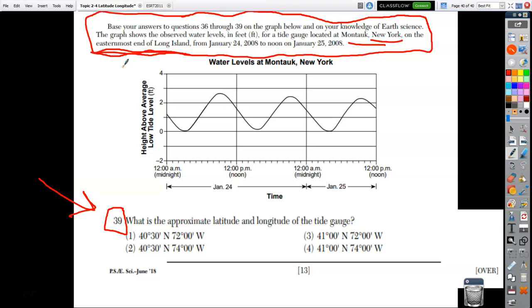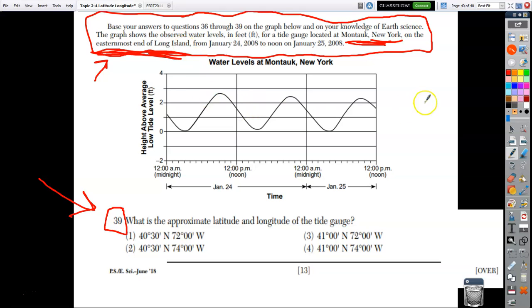So when we write questions, I'm one of probably 10 Earth science teachers around the state that write these questions. We put an intro. Sometimes the answer is actually going to come from the paragraph, not necessarily from the graph. So in this case, it said, what is the approximate latitude and longitude of the tidal gauge? Well, a student might go, I don't know what they're talking about. You've got to read this stuff up here because it told you where it is: Montauk, New York, and it told you where Montauk is, the eastern end of Long Island, right on the tip.